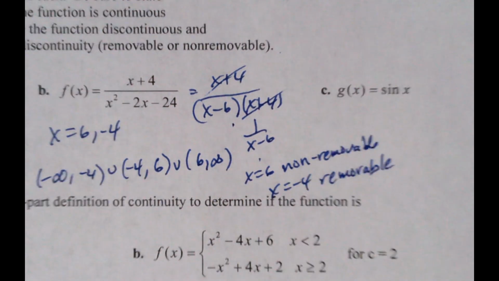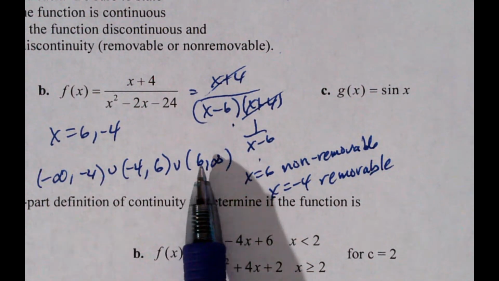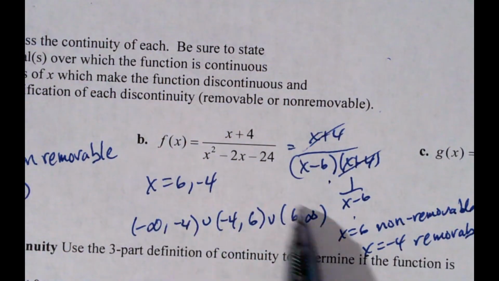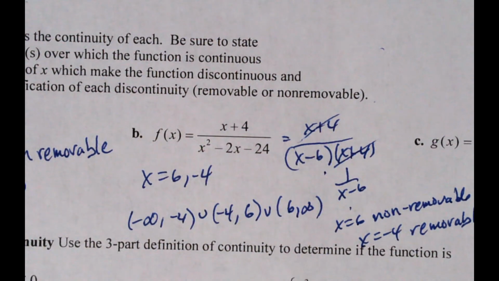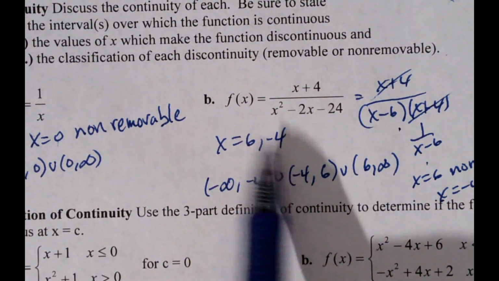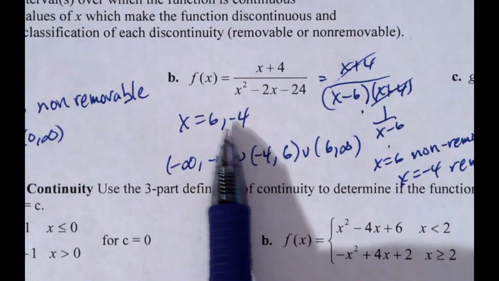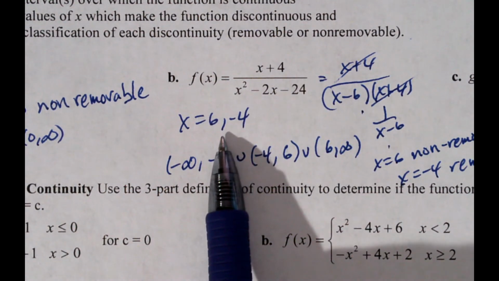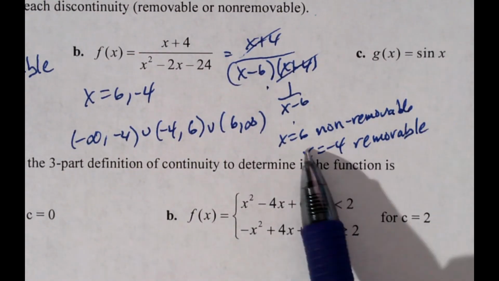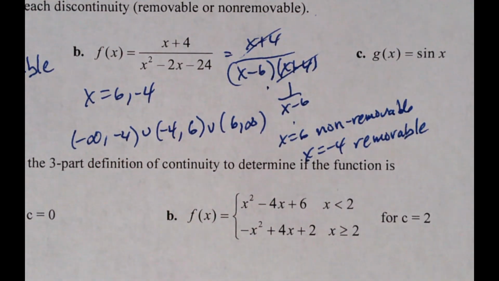If I address all 3 parts, part 1, criteria 1, the intervals, here it is. Which values of x make this continuous? Criteria 2, the values of x which make the function discontinuous: x equals 6, x equals negative 4. And it says classify each discontinuity as non-removable or removable. All right, that's it.